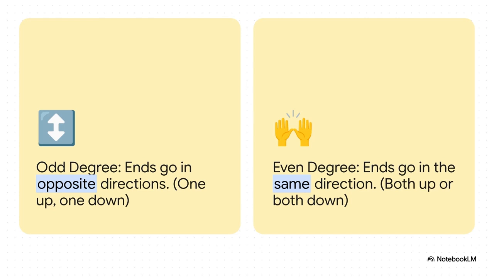First, is the highest exponent, the degree, an odd number or an even number? If it's odd, the ends of your graph point in opposite directions. If it's even, they point in the same direction. Easy. Second question, is the number out front, the leading coefficient, positive or negative? If it's positive, the right side of your graph will always end up pointing upwards. If it's negative, the right side points down. That's it. You combine those 2 simple rules and you have your answer every single time.